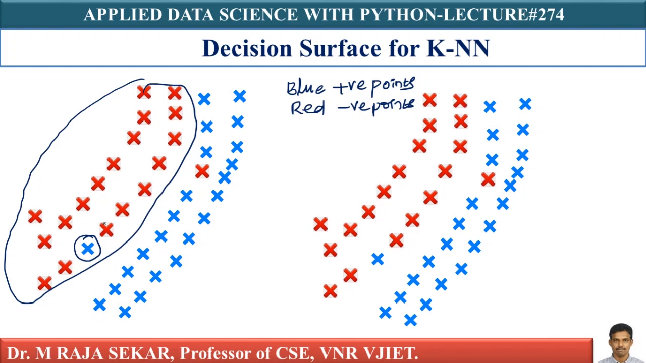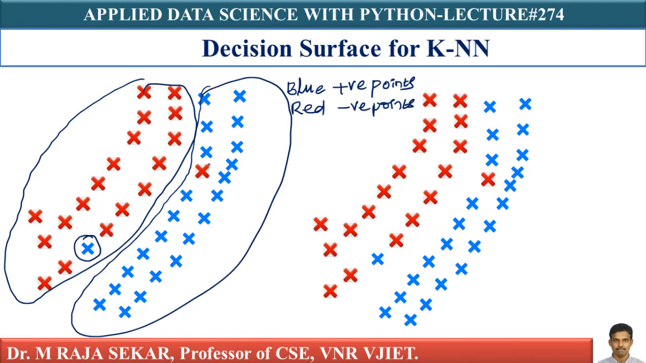I just have one positive point in the region of negative points, in the region of red points. Negative points are red points. Just see, this is the positive point region, the blue points region, in which you have one negative point. There is one negative point in the region of positive points. Except that, it is a very nice data set.